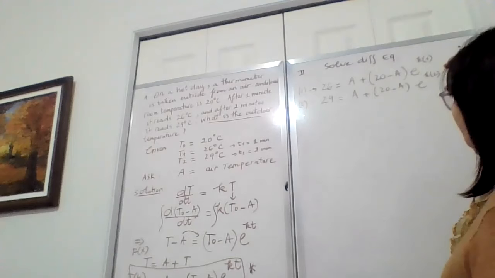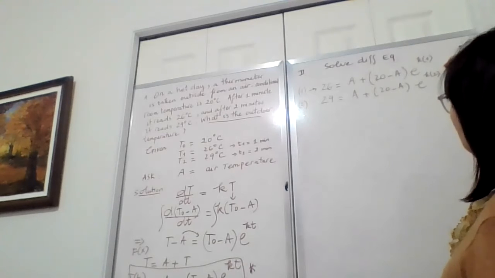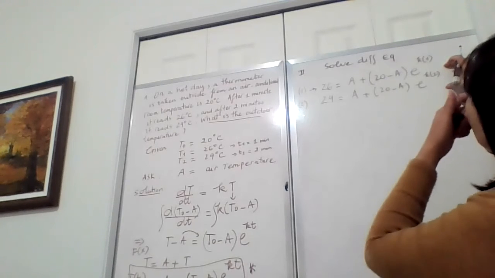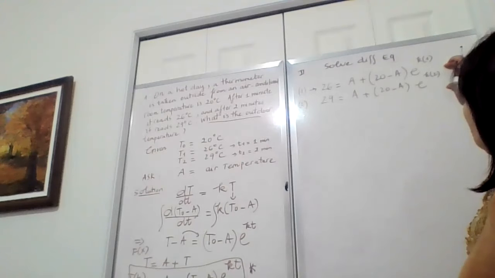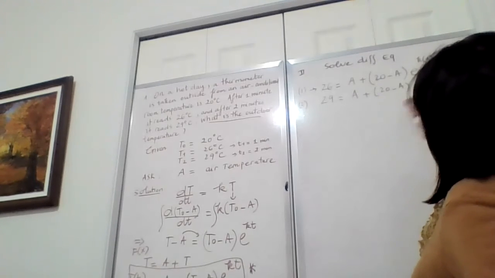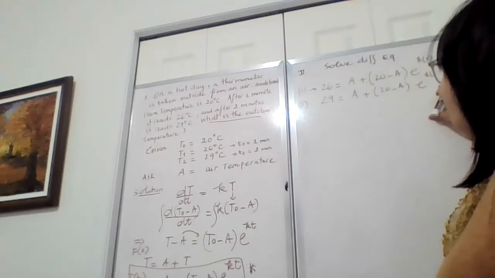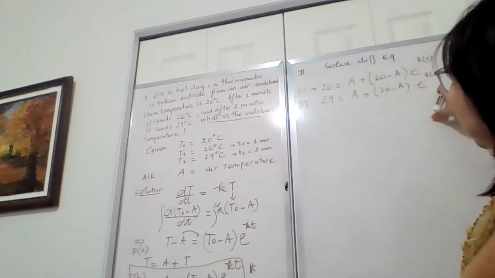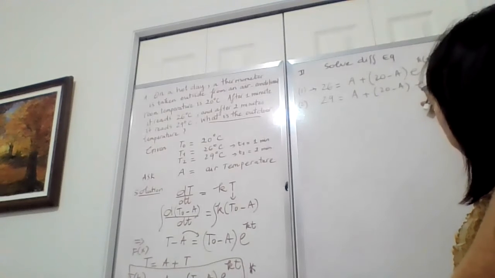So in this case, we have two equations. What are our unknowns here? We have two unknowns and two equations, so we'll be able to solve this system with two unknowns, one is A and one is k.